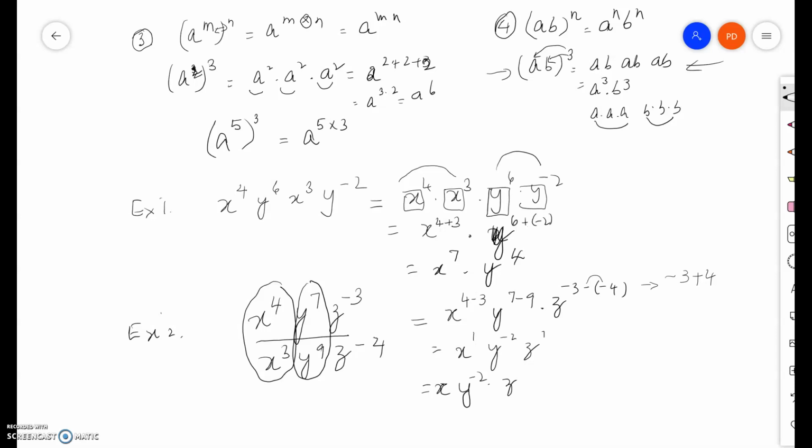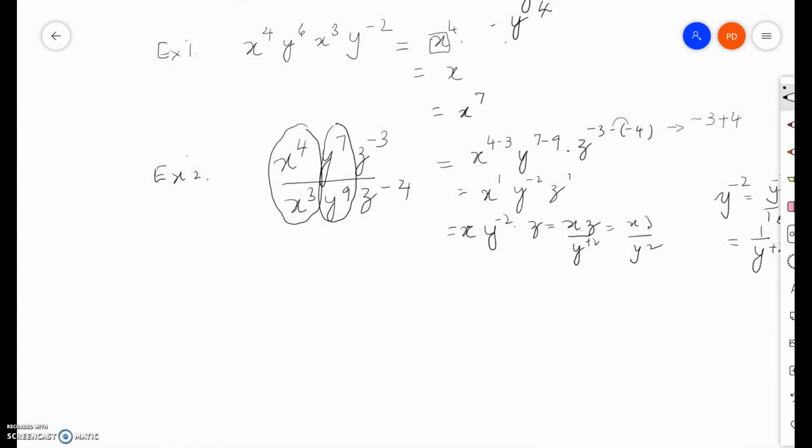Now remember that if we have y to the negative 2, we can write that as y to the negative 2 over 1. We move the y to the negative 2 to the denominator and we get y to the positive 2. So if we want to write everything in terms of positive exponents, we write it as xz over y to the positive 2. So that's xz over y squared.